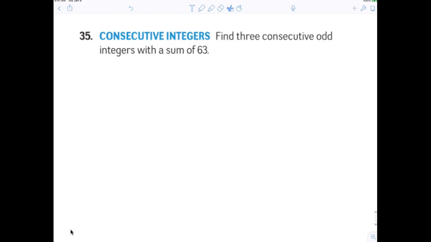We give you the easy problems just starting out. All right, so I want everybody to pay attention now. 3 consecutive odd integers with a sum of 63. So what's the first integer going to be?